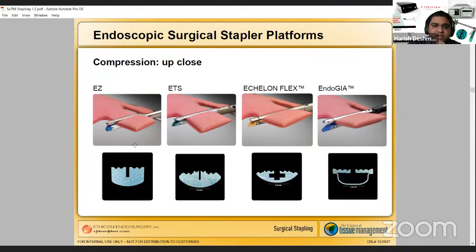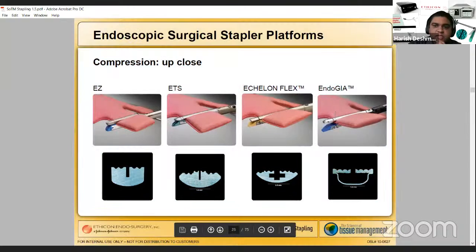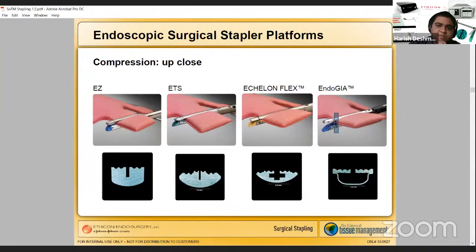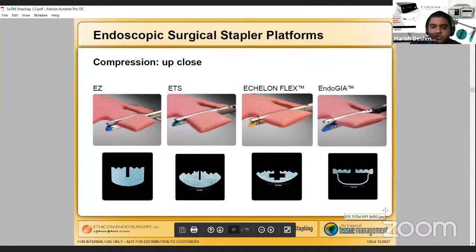This is how it looks in terms of compression. If you see here, this is our Ethicon staplers, where the compression is shown system-wide, starting from tip to toe. Whereas in case of Covidien, you can see here, there is an opening in the distal end of the stapler. So this does not give full, proper compression to the tissue.